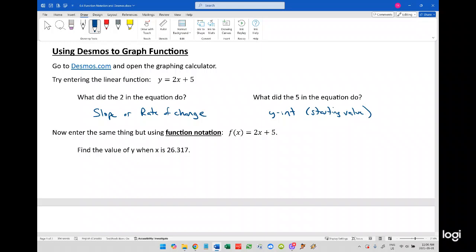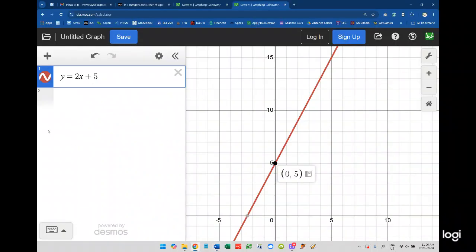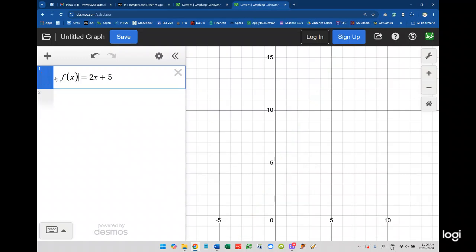Now, I'm going to go back and change the notation that we used in grade 9 to function notation. And all it does is replace the y here with f bracket x, and it knows exactly what to do. And you'll notice the graph didn't change. It's exactly the same looking as it was before. All we've done is change from our old notation to our new notation, but the meaning is the same.